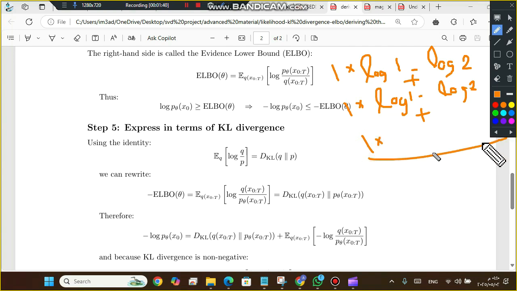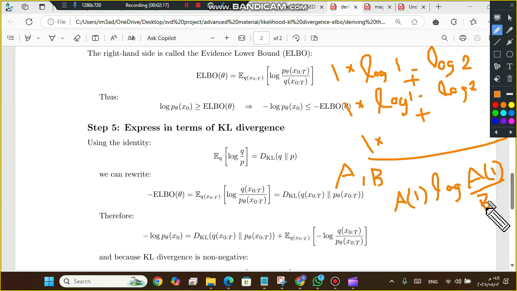So this ends up with this formula, which is, if we have two vectors A, B, and we want to find the divergence between them, we will multiply the first element of the first probability, A of 1, for example, times the log of A of 1 over, sorry, B of 1, and then the same for A of 2 and B of 2, and the same for A of 3 and B of 3.